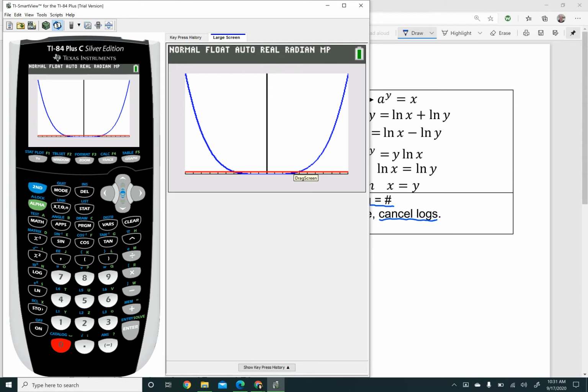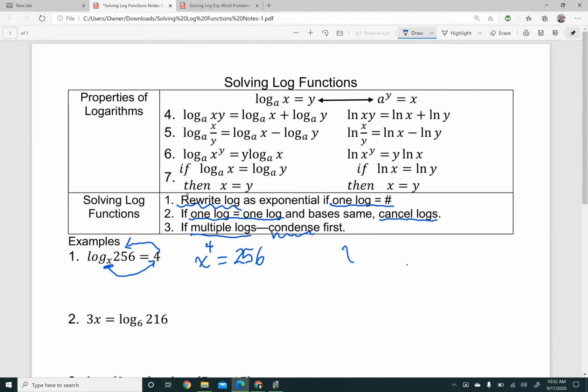So we do the intersection then. Second trace, number 5. Enter, enter. And we want the one on this side because logarithms can't be negative. Enter. And so the answer is x equals 4. So x equals 4. So let's make a note here. Log arguments can't be negative.